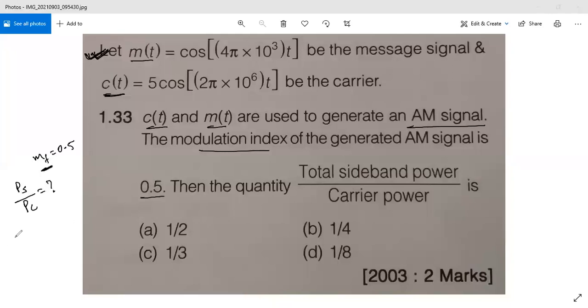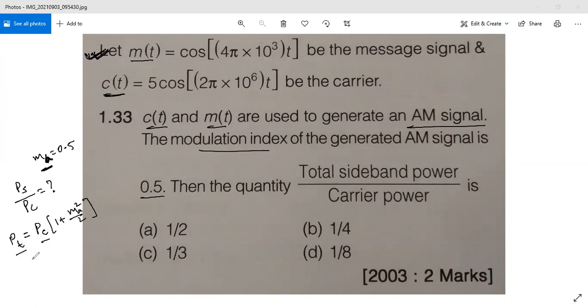Agar hamare paas jo expression hai total power ka, wo kya hai? PT is equal to, for amplitude modulation, PT equals PC into (1 plus m square by 2), isn't it? Yes, sir. PT equals PC (1 plus m square by 2). So it is not MF, it is MA, because we are dealing with modulation index for amplitude modulation. So MA square by 2.